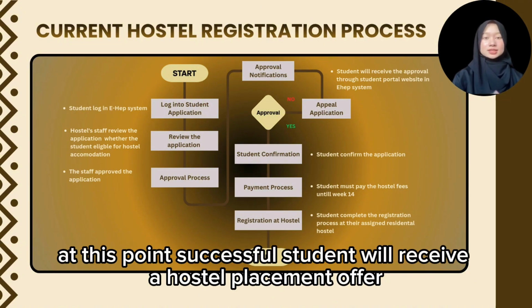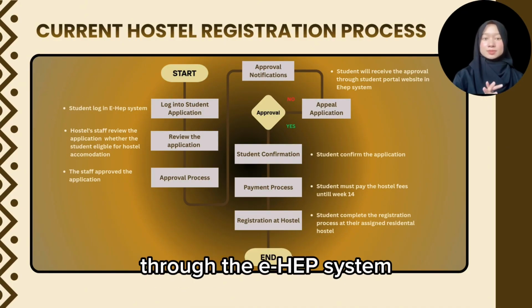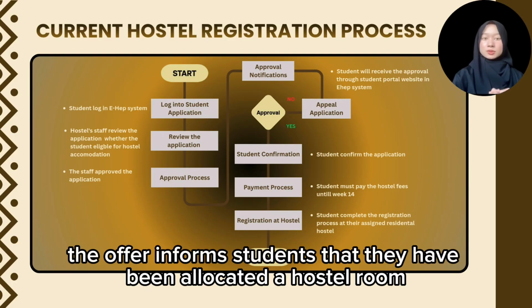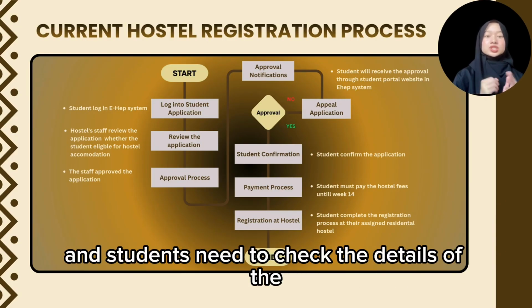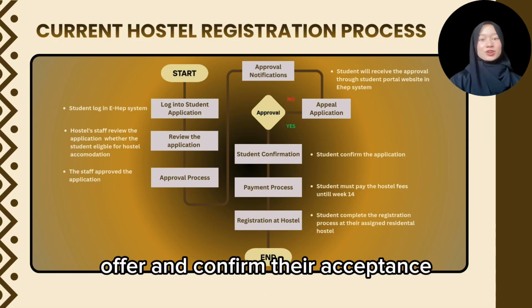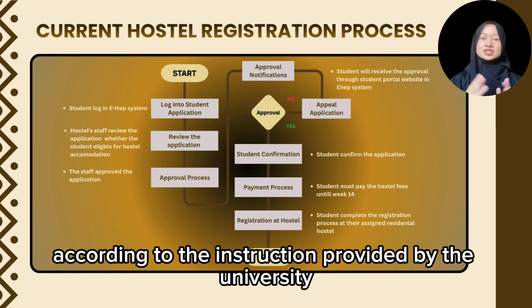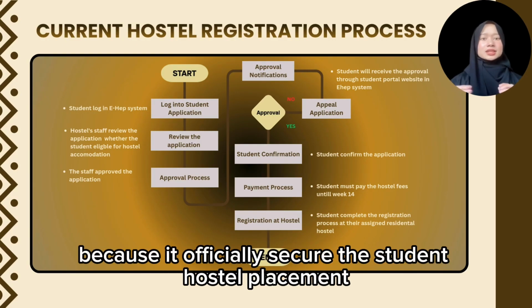At this point, successful students will receive a hostel placement offer through the e-HEP system. The offer informs students that they have been allocated a hostel room and students need to check the detail of the offer and confirm their acceptance according to the instruction provided by the university. This step is important because it officially secures the student hostel placement.